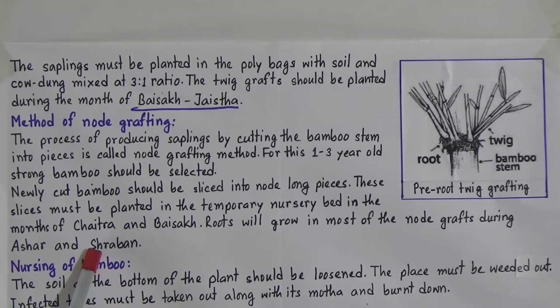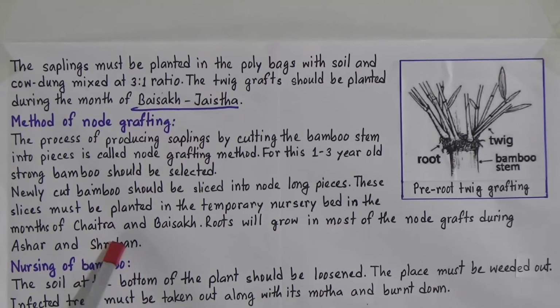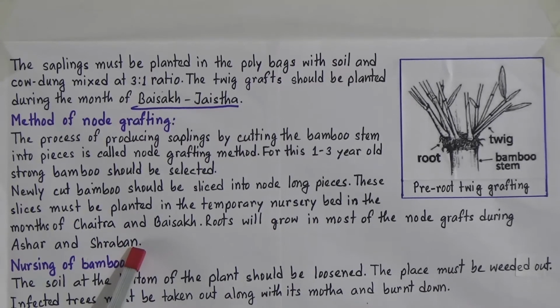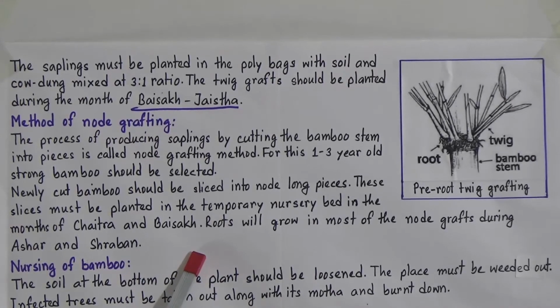During Ashar and Shravan. And the node graft along with its roots should be taken out of the temporary bed, and then we will plant it in the field before the rainy season is over. So before the rainy season is over, we will plant the node grafts.